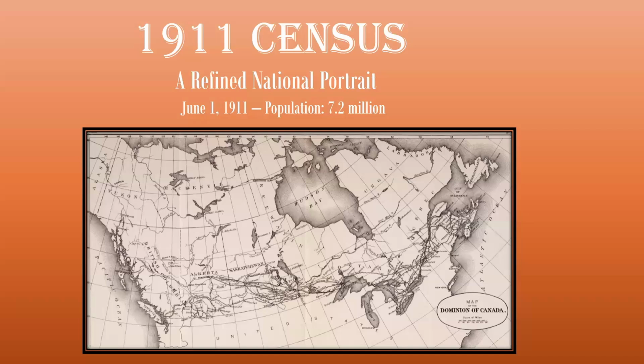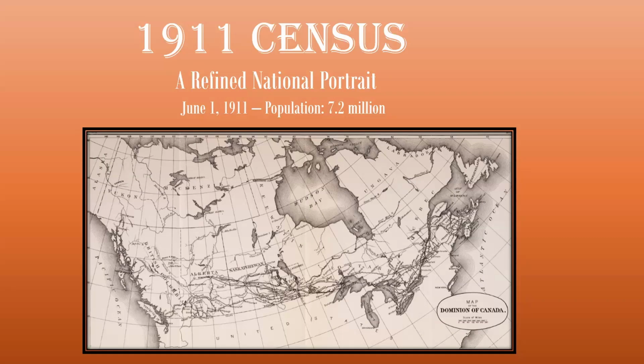Now, the 1911 census is a very refined national portrait. Now we're starting June 1st. Guess what? We decided finally we're going to do them on June 1st. So the population was 7.2 million. And it captured the population just a few years after the creation of Alberta and Saskatchewan in 1905. So this is huge because now we're like, this is it. The 9 provinces are finally there. And it covered every province and territory in the country that existed.